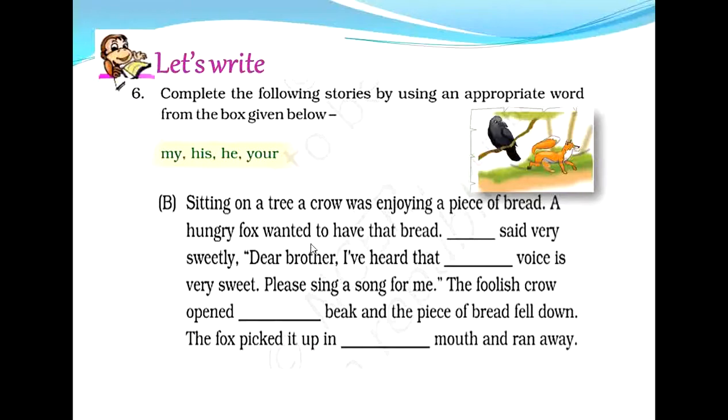Our second story is, sitting on a tree, a crow was enjoying a piece of bread. A hungry fox wanted to have that bread. He said very sweetly, "Dear brother, I have heard that your voice is very sweet. Please sing a song for me." The foolish crow opened his beak and the piece of bread fell down. The fox picked it up in his mouth and ran away.